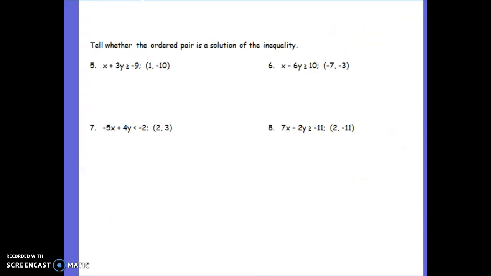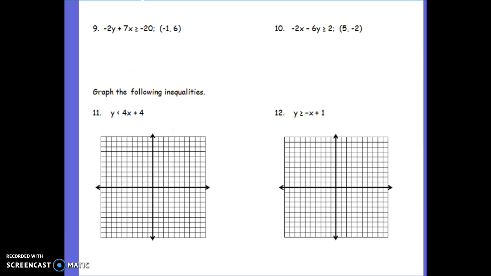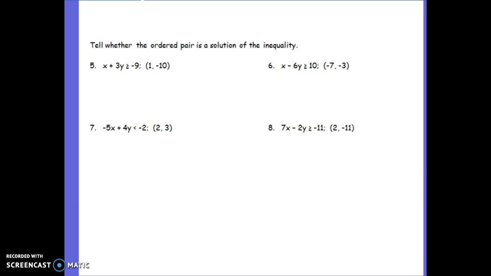So what I want you to do right now is, we're jumping back to telling whether the ordered pair is a solution. So you're just going to plug in the values of x and y, and tell me if it's true or false, or yes or no if it's a solution. So try that, and then come back. You're going to do 5 through 10. Okay, so do 5 through 10 right now, and then we'll come back. I'll continue on the next video because I'm out of time.